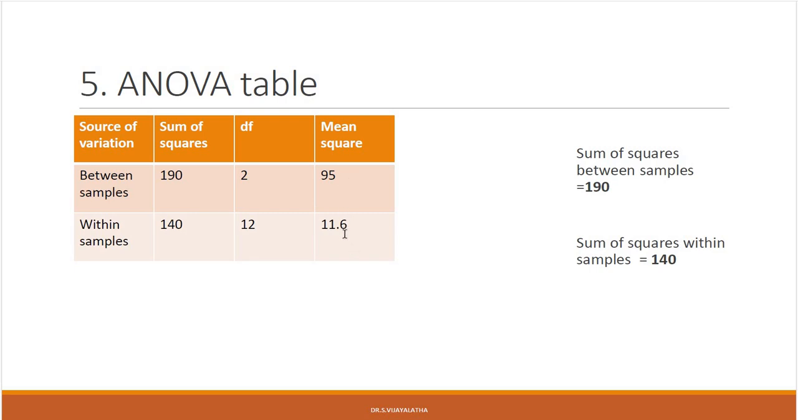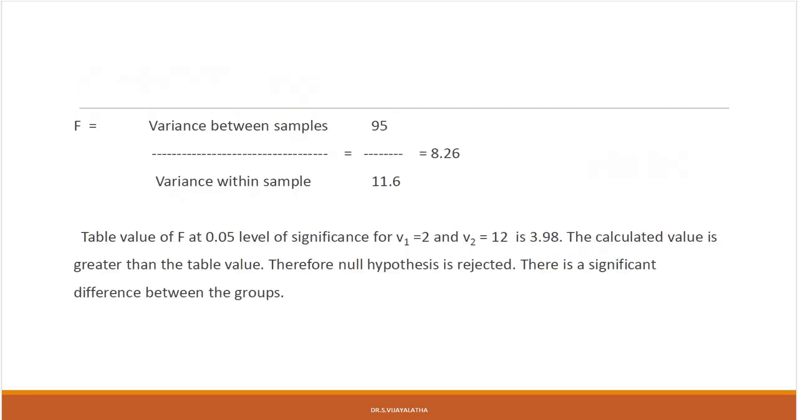If we have these two terms, we can calculate the F value. So the F value is variance between sample by variance within sample, which is 95 divided by 11.6, which is 8.26. As we saw earlier, now we have to see whether this calculated value is greater than the table value. Only then we can draw the inference. So at 0.05 level of significance, we can check. So this is for 95% level of confidence. So first we will check at this level, and then if you need, you can go further. If we see a statistically significant difference, we can check at 0.01 and 0.001.